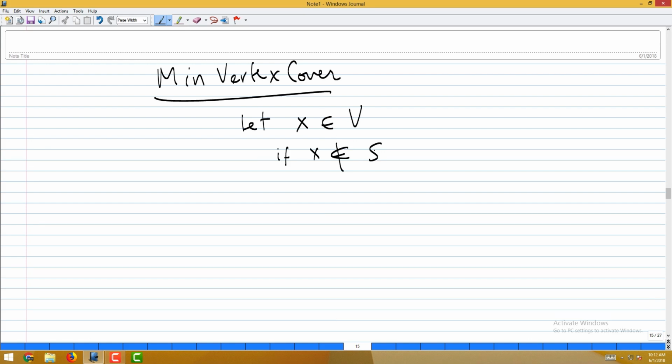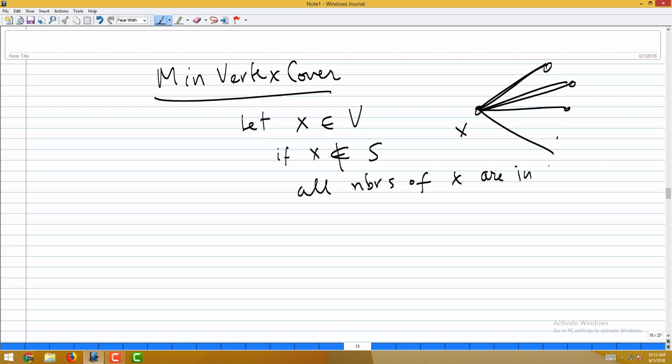So, you are trying all possible subsets. In one subset you pick x, in the other subset you do not pick x, and there is no point in trying subsets that leave out some neighbors of it. You know that all neighbors must be in. Why? Because if x is not in the solution, who will cover this edge? This vertex. Who is going to cover this edge? This vertex. So, all neighbors of x must be in. Now, this gives you a starting point for a branching algorithm.